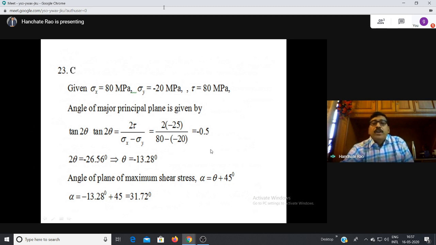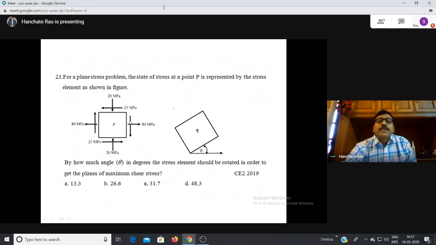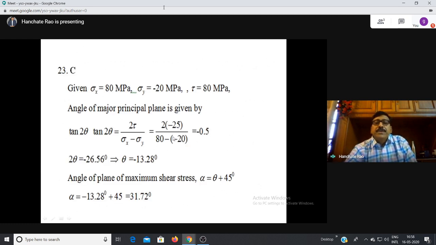Or if you want to follow the sign convention for shear stress, I'll just explain this with the previous figure. See here, this type of shear stress is called a negative shear stress, because it provides a clockwise moment. A shear causing a clockwise moment is negative, and a shear causing an anti-clockwise moment is positive. If the shear is upward like this, then it is a positive shear stress. Here it is a negative shear stress. That's why we have put minus 25 here.